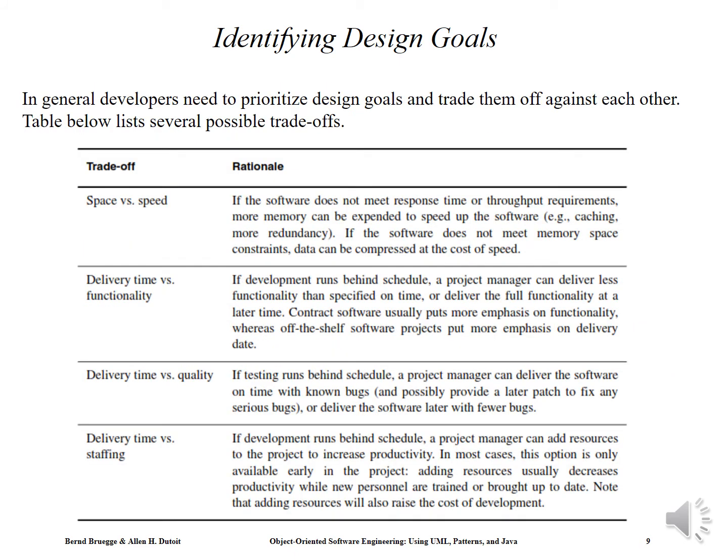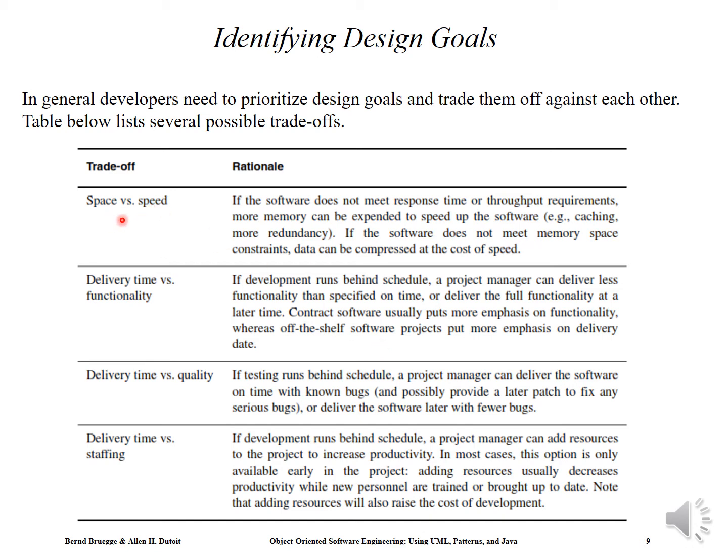In general, developers need to prioritize which design goal is more important to the project, and usually they have to trade off against each other, because it is unrealistic to develop software that is safe, secure, and at the same time cheap as well. So the table below lists several possible trade-offs.